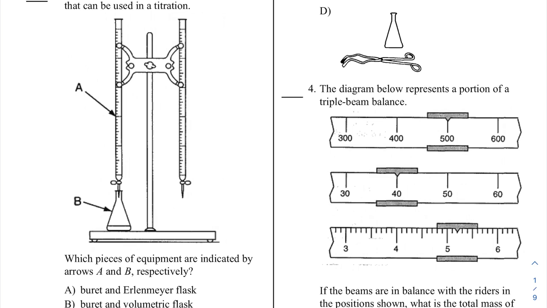The diagram below shows a titration lab setup. What are the pieces of lab equipment? So B, I know, is an Erlenmeyer flask, and A is a burette.